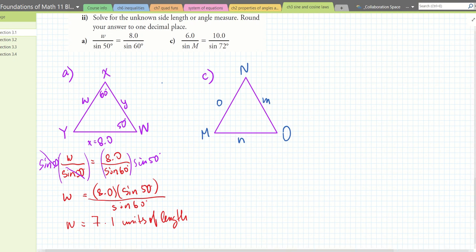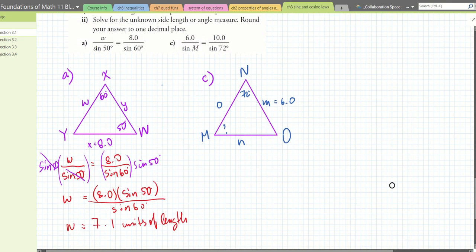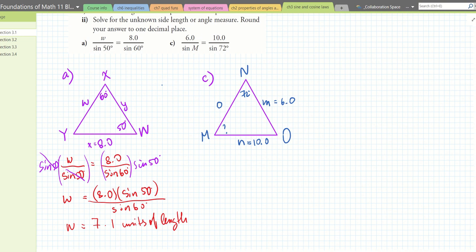Now let's put all the stuff that we know. Sine M is unknown, so this is the question, the part that we're looking for. The side M is 6, so this is going to be 6.0. And then on the other side, whatever angle you want to call 72, let's say we call angle N 72. You could have picked O, it doesn't really matter. If this is 72 degrees, then lowercase n has to be 10, so this is going to be 10.0. And the O, in this case, we don't need in order to find the angle M.